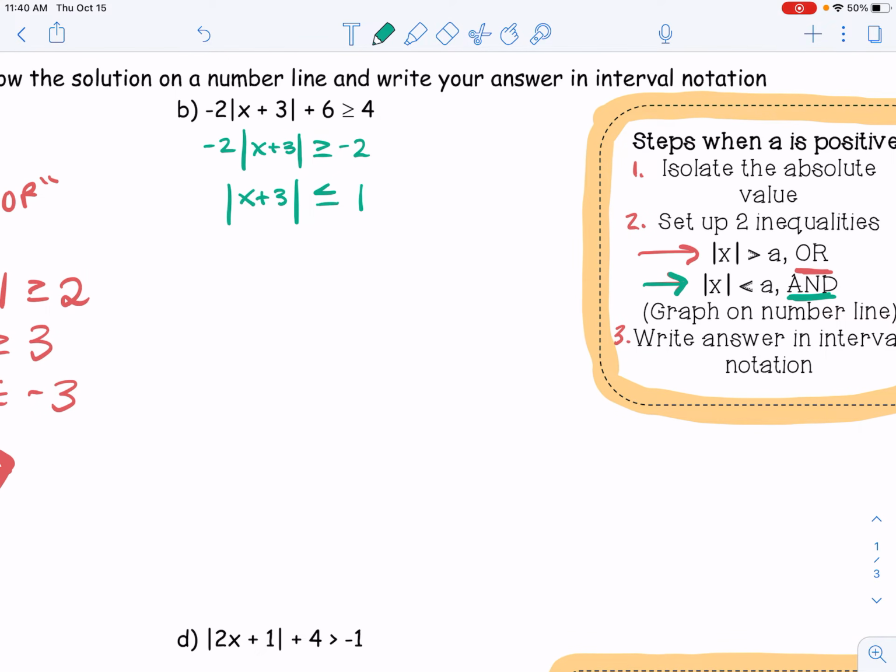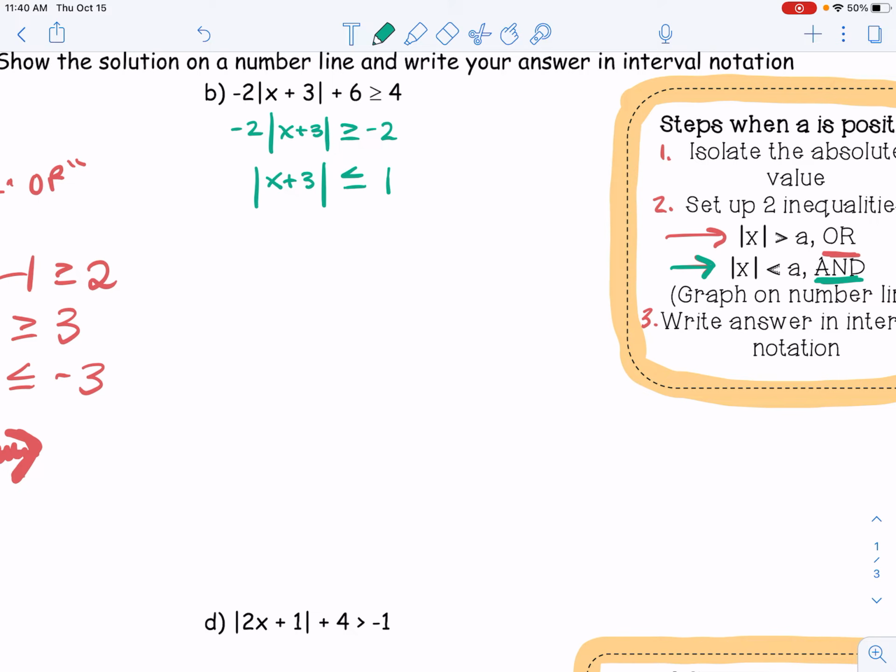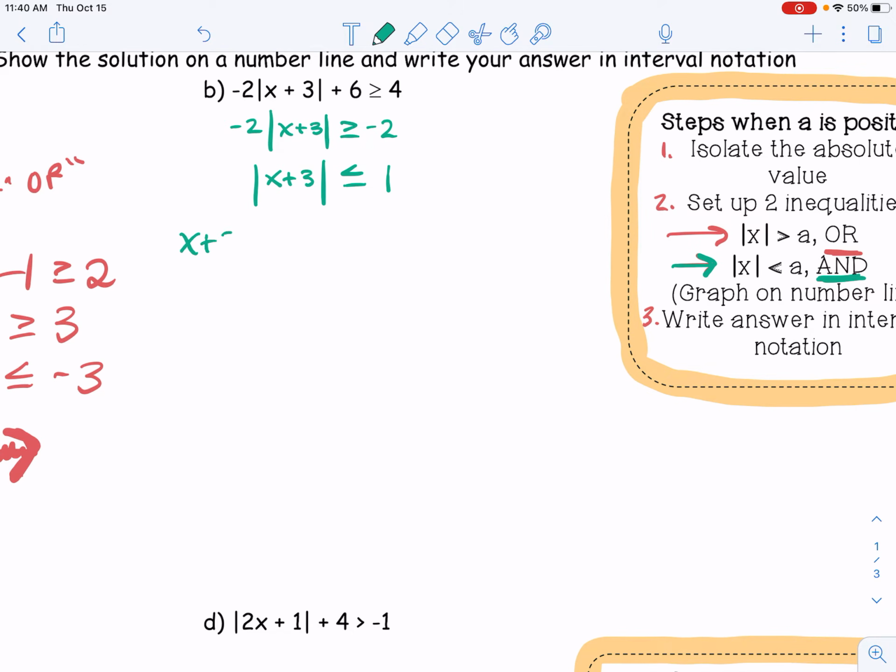So I'm still following my process. I've isolated the absolute value, so the next step is to create two inequalities. Drop the absolute value, I get x plus 3 is less than or equal to 1. Drop the absolute value, make what's on the inside opposite: negative x minus 3 is less than or equal to 1. Solve for x. x is less than or equal to -2. And then negative x is less than or equal to 4; divide, switch the sign, x is greater than or equal to -4.